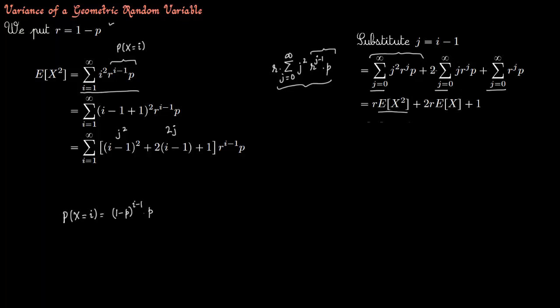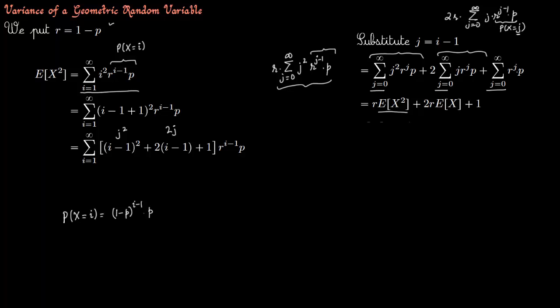Then you take r common outside for the second expression. You can write it as 2r times the summation again j equals 0 to infinity, and you have taken r outside, so you have j times r to the power of j minus 1 times p. Now r to the power of j minus 1 is nothing but (1 minus p) to the power of j minus 1. So again it is j times the probability that X is equal to j, which means this is the expectation of the random variable X.